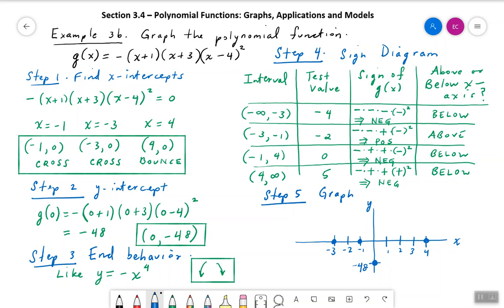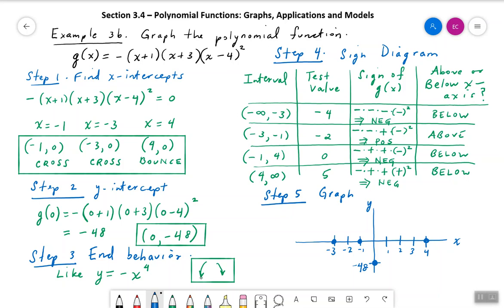And then what I'd like to do now is start with the end behavior, and I'd like to not use the sign diagram. It turns out the sign diagram has good information, but it's redundant. We don't actually need the sign diagram to get the answer. So let's just focus on what we know in steps 1, 2, and 3. Make the graph, and then we'll look back at the sign diagram, and we'll see that the sign diagram and the graph agree with each other. Okay, so let me show you what I mean.